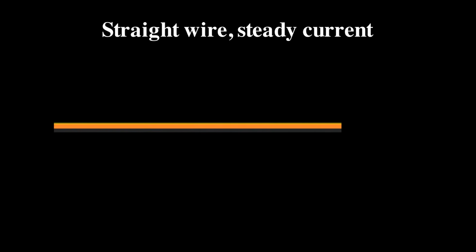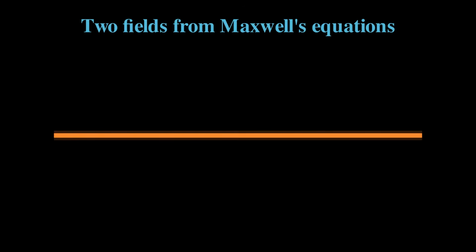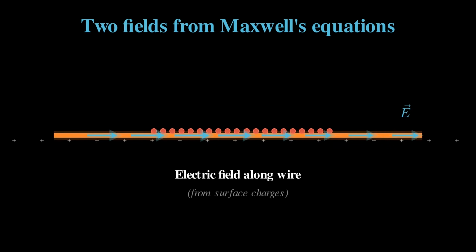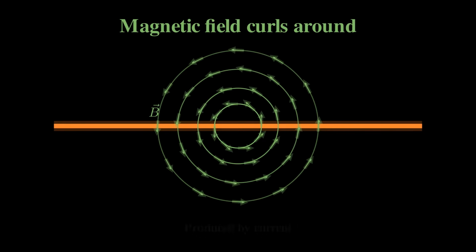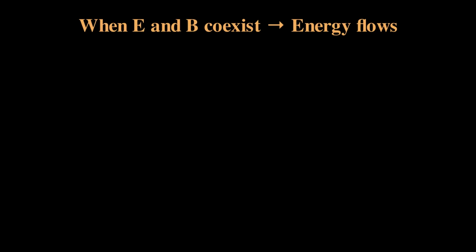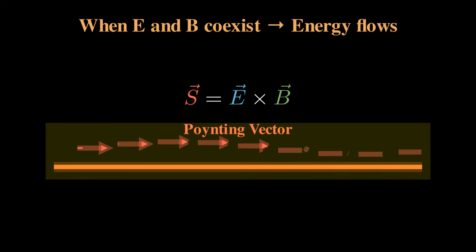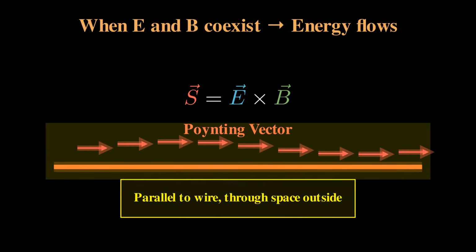Let's start with the simplest situation, a straight wire carrying a steady current. From Maxwell's equations, two fields exist around this wire. There's an electric field along the wire. It comes from a small distribution of surface charges that arrange themselves along the conductor to drive the current. And there's a magnetic field curling around the wire, produced by the current itself. Now, when an electric field and a magnetic field exist in the same region of space, there is an energy flow. The mathematical expression for that energy flow is the Poynting vector, S equals E cross B.